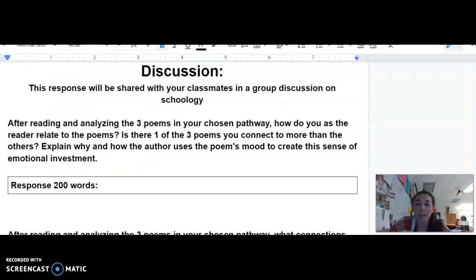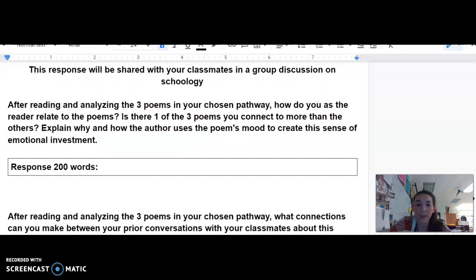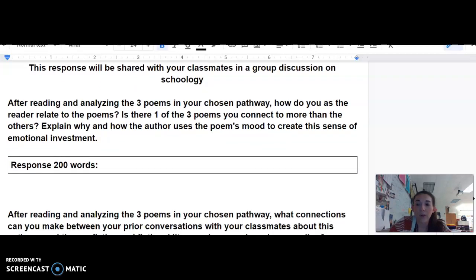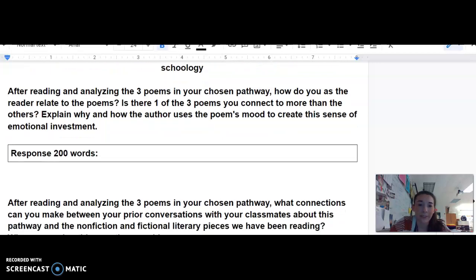So if we look under these discussions, what I'm asking you is, after reading and analyzing the 3 poems in your chosen pathway, how do you as the reader relate to the poems? Is there one of the 3 poems you connect to more than the others? Explain why and how the author uses the poem's mood to create this sense of emotional investment. So in that prompt, we are focusing on the style of pathway, what we have previously covered, your own personal opinions, and any kind of resource information you may have to add to why that one poem is so important to you and makes such a connection with you as a reader.